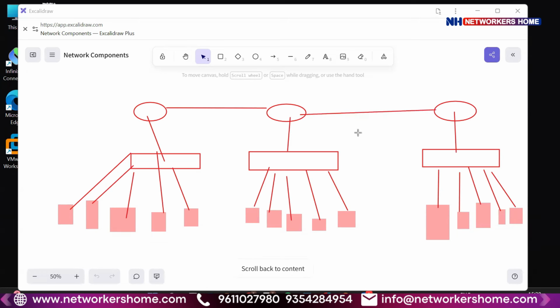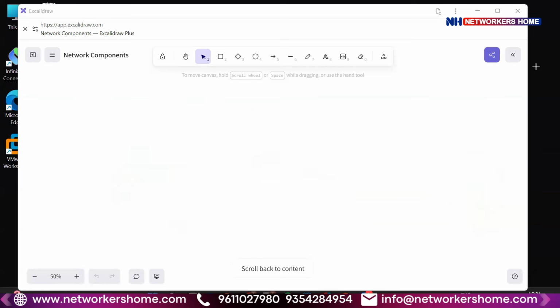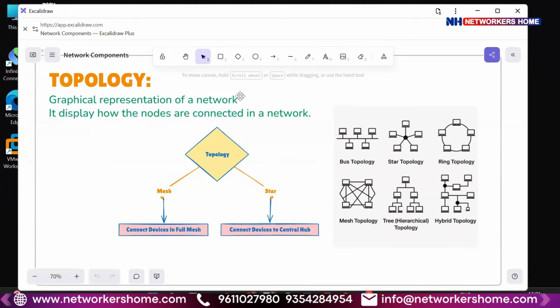This is called topology. The graphical representation of how the nodes are interconnected between each other is called topology. When I just say it, you will not understand. When you see the real-time devices, you will not be able to tell. So you need a graphical representation. Now you know where is R2. So this is our R2, this is our switch 2, this is our PC4. Where R3's PC1 is there, this is R3 switch 1 PC1. R1 switch 1 PC1. Okay, this is called topology. Now come to this part. What is topology? Graphical representation of a network. It displays how the nodes are connected in a network. Write down these 2 lines in your note copy.